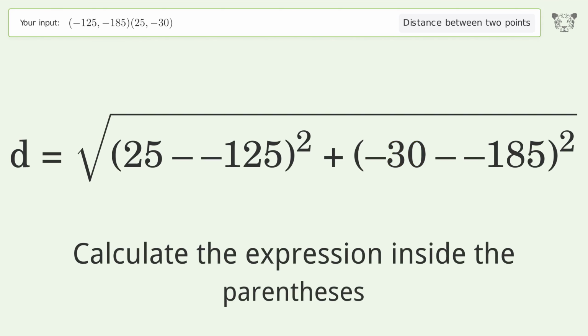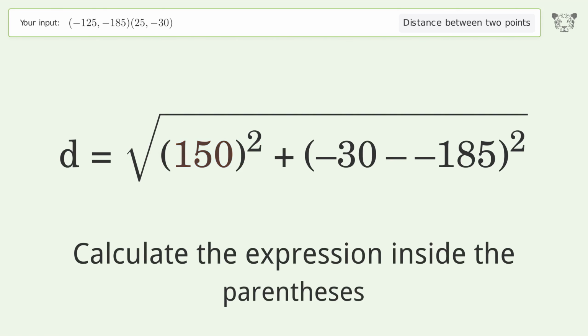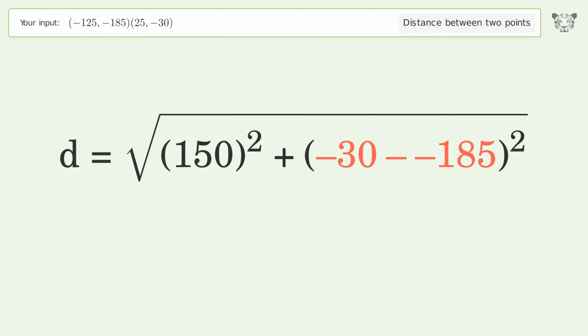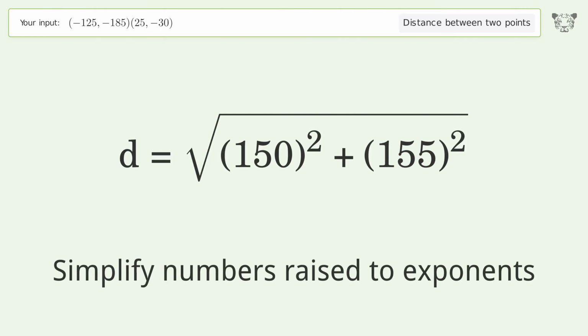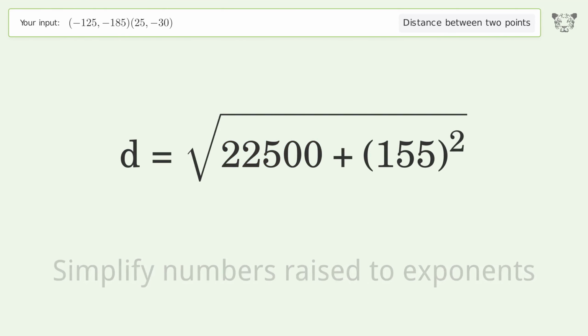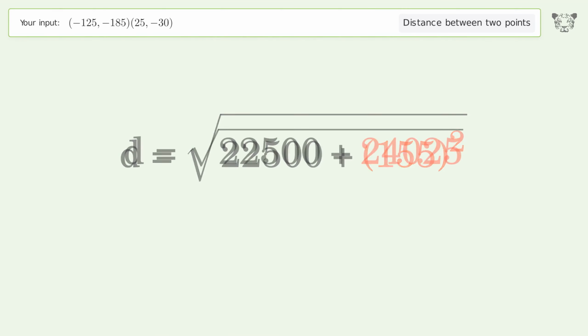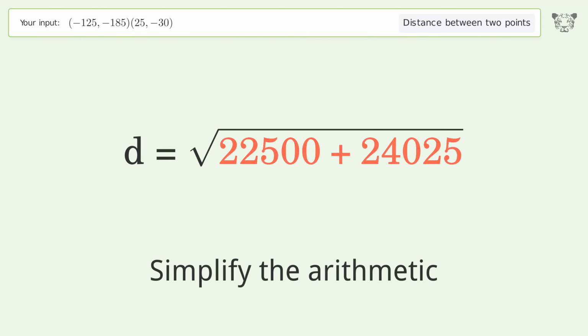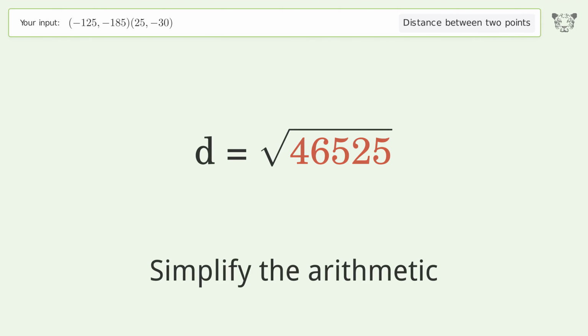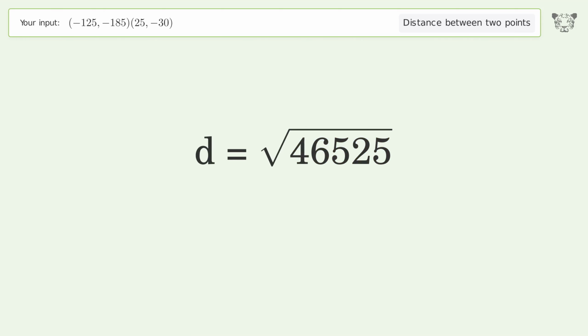Calculate the expression inside the parentheses. Simplify numbers raised to exponents. Simplify the arithmetic. And so the distance between the 2 points is the square root of 46,525 or 215.697.